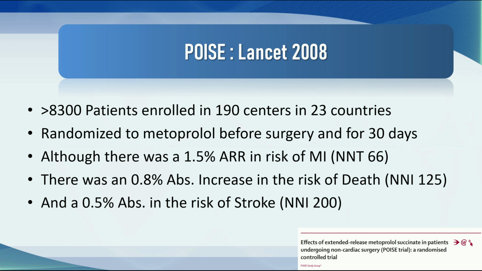Although there was a 1.5% absolute risk reduction in the risk of myocardial infarction, that's a number needed to treat of 66. There was a 0.8% absolute increase in the risk of death, a number needed to injure of 125, and a 0.5% absolute risk increase for stroke with a number needed to injure of 200. With these numbers, most patients would choose not to be beta blocked.